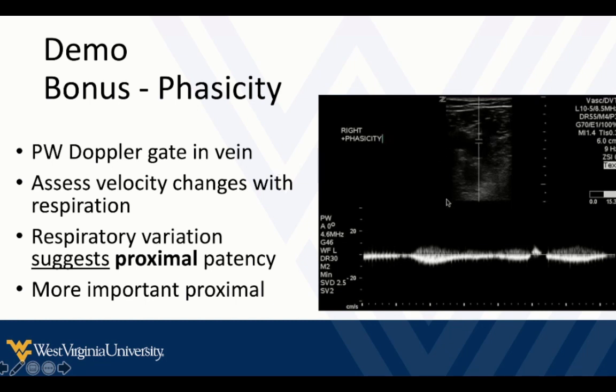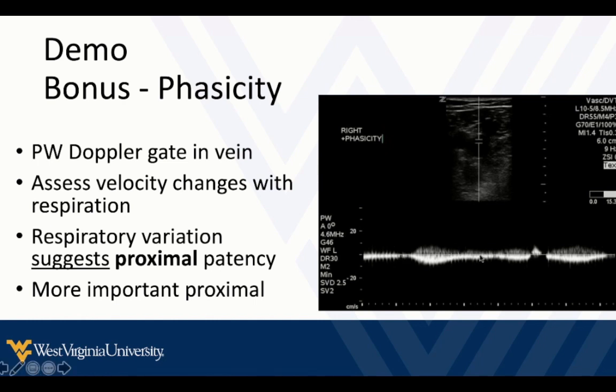Now the next thing is, even before we assess for augmentation, when we place the Doppler gate in that vein, and maybe it's the femoral vein, we should see some variation, some low velocity, but still some variation in the velocity of the blood in the vein due to respiration. And this is a normal finding. This is called phasicity. If we see phasicity, which is a normal finding, this suggests proximal patency. It's not definitive, but it suggests proximal patency.